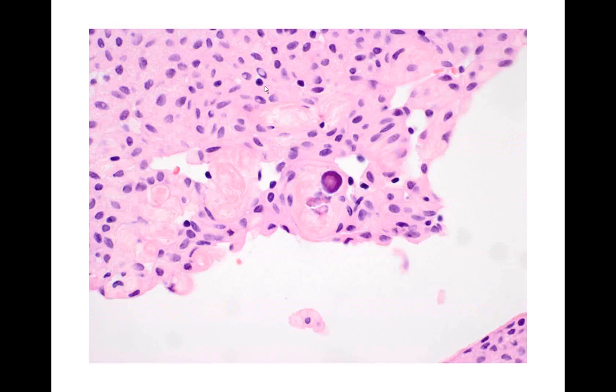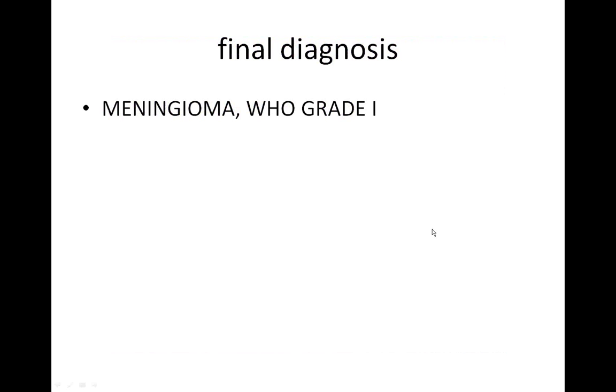That's generally, if you see a lot of pink to go with the blue, that's generally a sign we're dealing with a lower grade tumor. And here's a whorl right here, which has actually got a pretty good calcification going on right there. And that makes the diagnosis of a meningioma. In this case, it was a grade 1 meningioma, which is the lowest grade of meningioma.